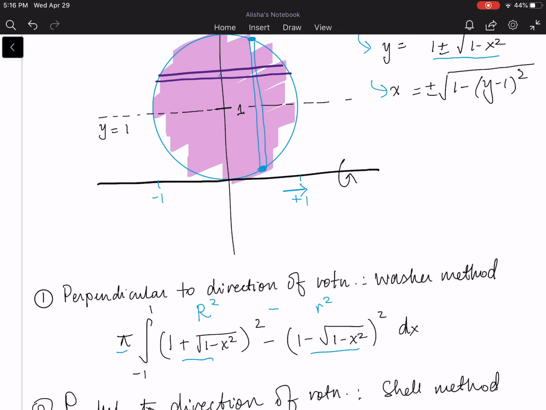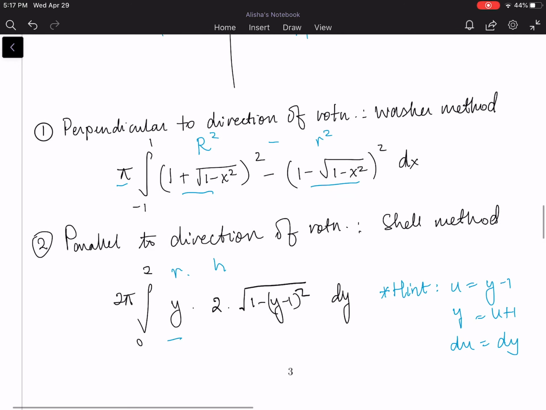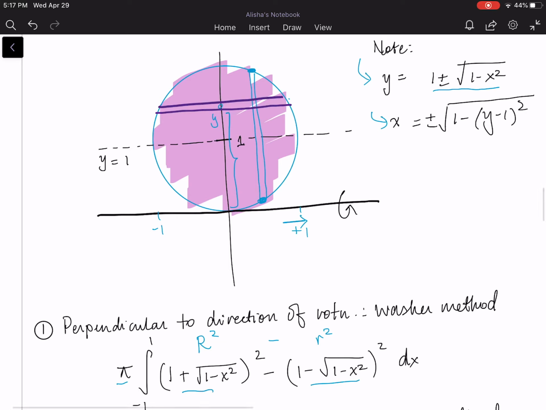Okay, so if this is my point y, then the radius is simply the distance between this chop and the axis of rotation. So that radius is just simply y. What about the height? Well, the height is this length, which is 2 times the x value. It's two times the positive x value, I should say.